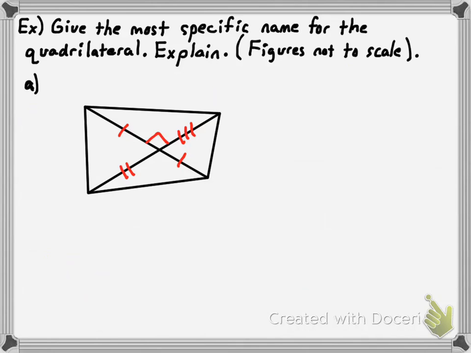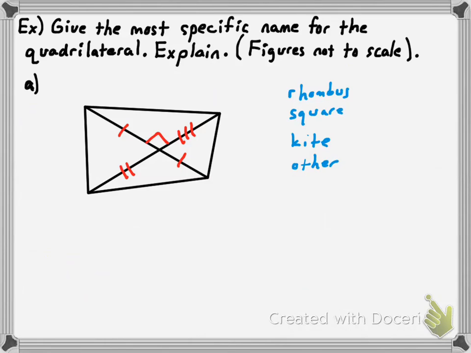We said a moment ago that a quadrilateral with perpendicular diagonals could be a rhombus, could be a square, could be a kite, and it turns out it could be other. It could be a non-special quadrilateral, just a random four-sided figure. And so let's see if we can eliminate any of these.